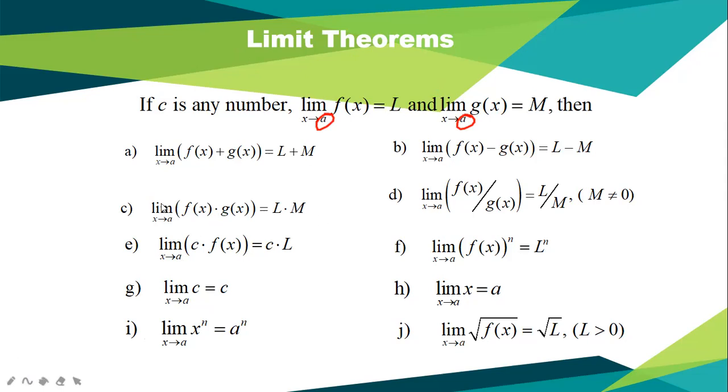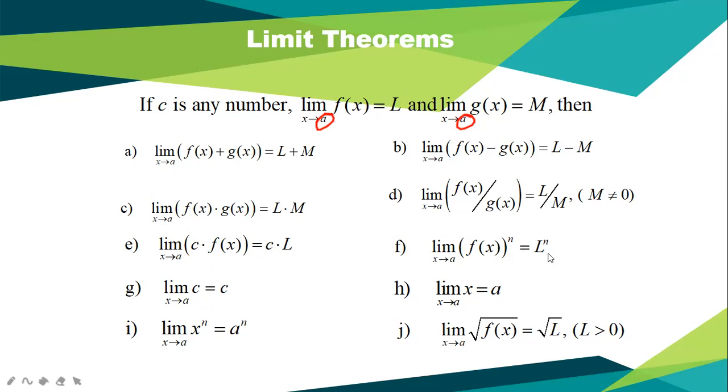Just copy the limit as x approaches a, then the function times the other function is equal to the same left hand side of the two, multiplied. Then the division here is the constant rule. So the limit as x approaches a of a constant, for example any number, times a function equals a constant multiplied by the limit.